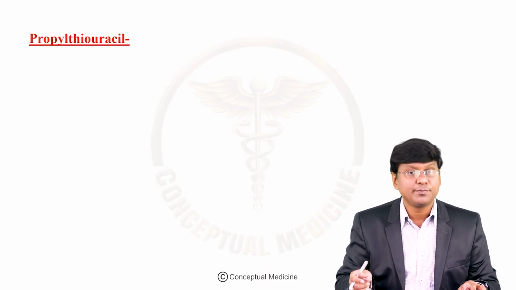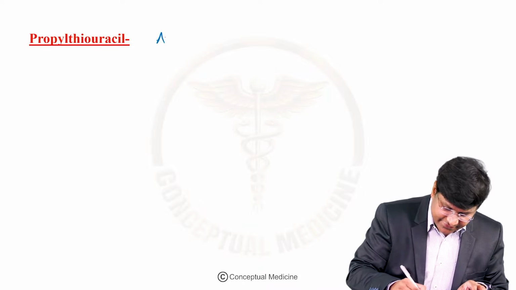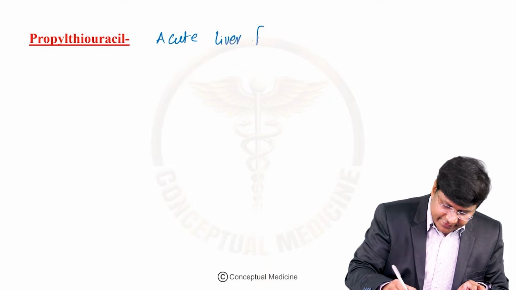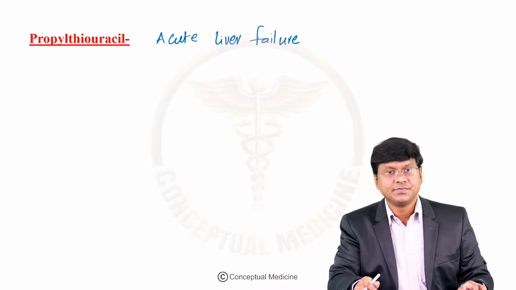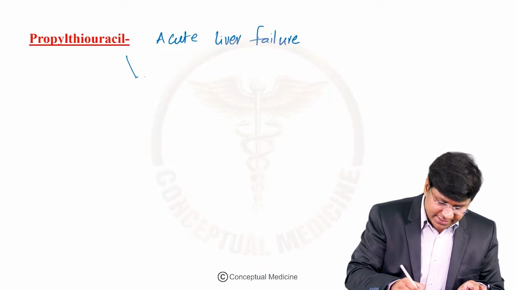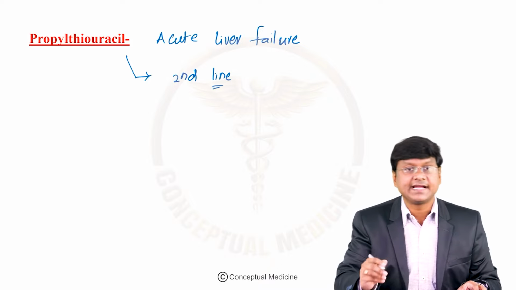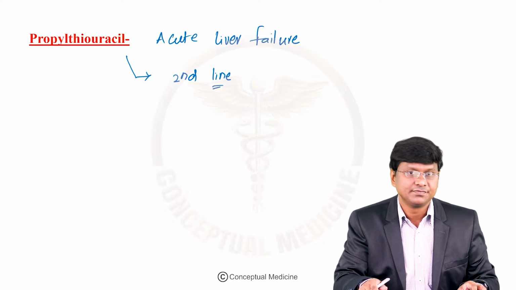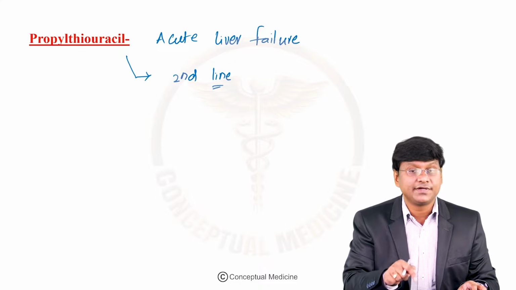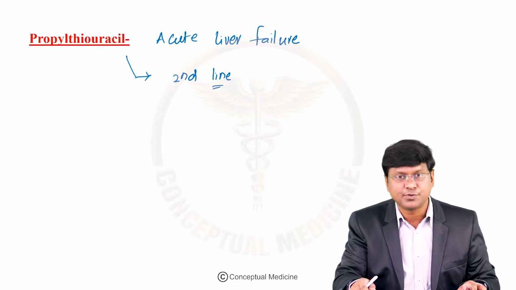Then coming to propylthiouracil. Already we have discussed that the adverse effect is acute liver failure, and this is seen in almost 1 in 1000 patients. That is the reason why propylthiouracil is considered a second line medication in treating hyperthyroidism. The onset of liver toxicity varies from 3 days to 12 months after starting propylthiouracil.